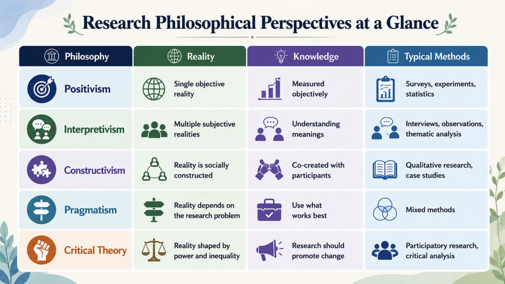Constructivism considers reality to be socially constructed, with knowledge co-created between researchers and participants. Pragmatism emphasizes using the methods that best address the research problem, often through mixed methods. Critical theory focuses on how power and inequality shape reality and promotes research that supports social change. Together, these perspectives help researchers choose an appropriate philosophical foundation for their study.